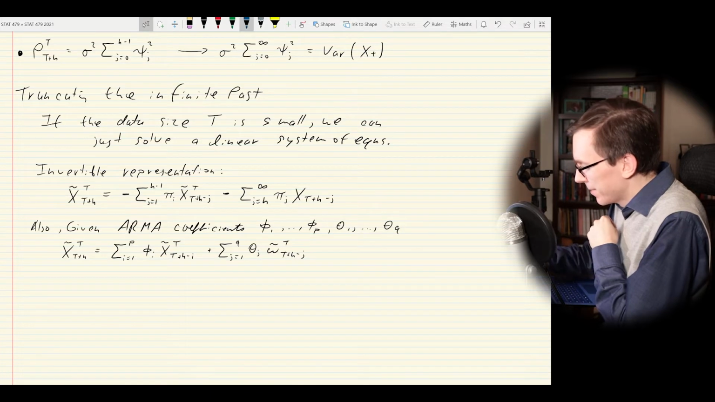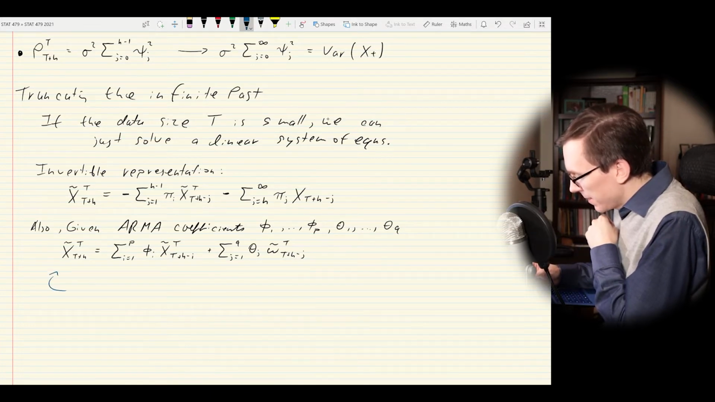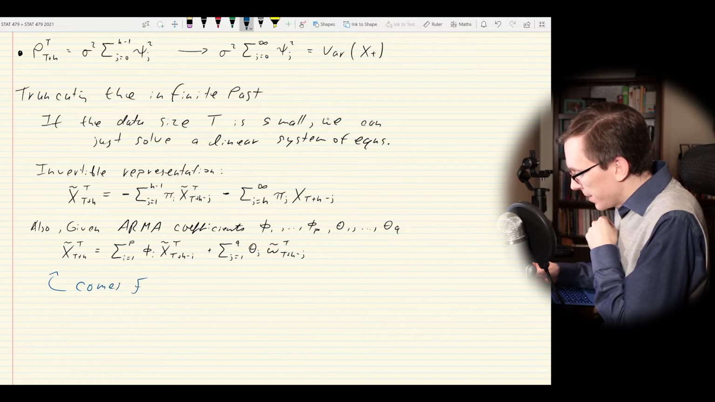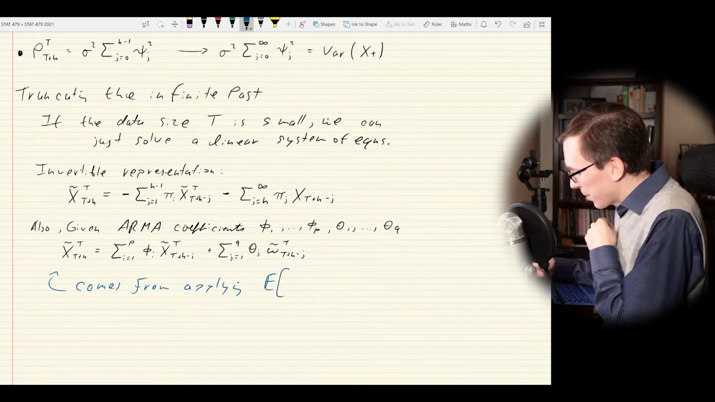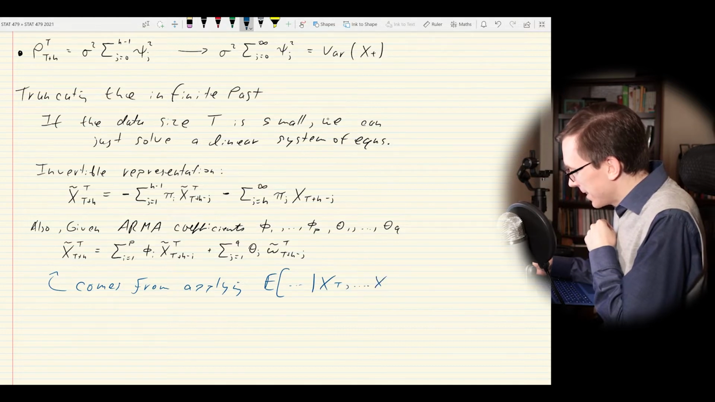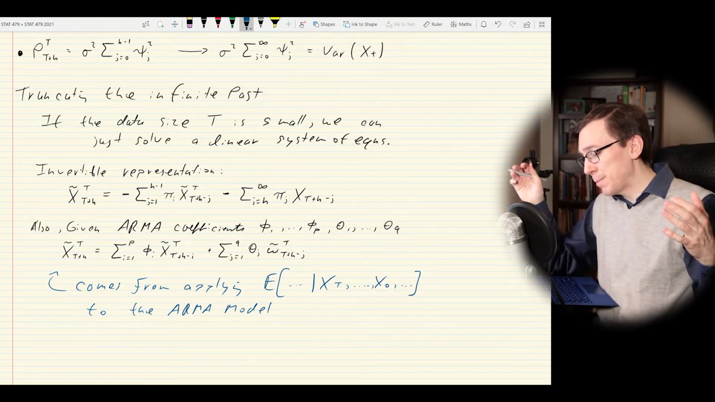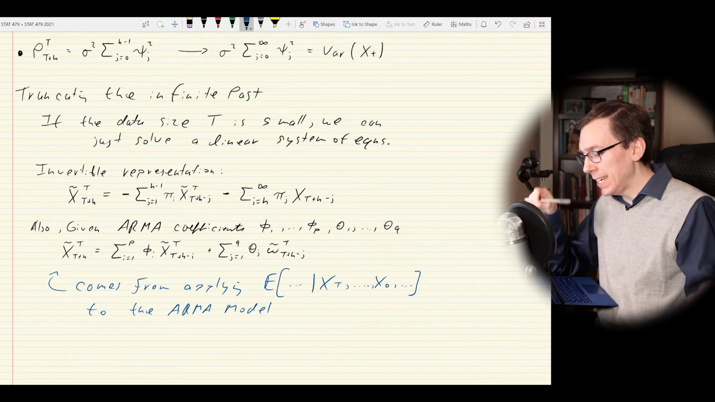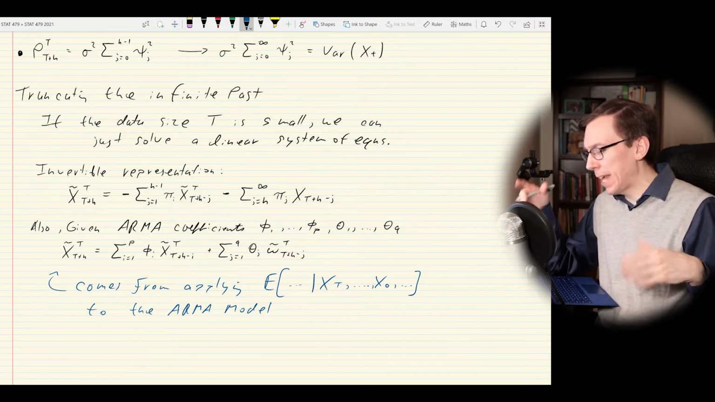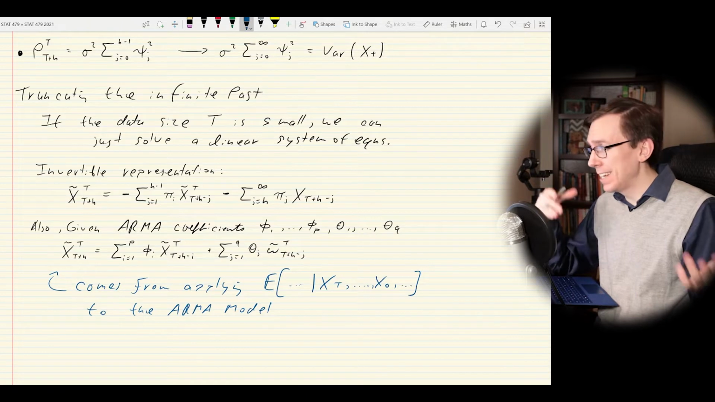And what this is, right? This comes from applying the expected value operator conditioned on the infinite data into the past, applying this to the ARMA model. So basically, what we did to get this equation here is we took the conditional expected value of each side, and we turned the terms x and w into x tilde and w tilde.